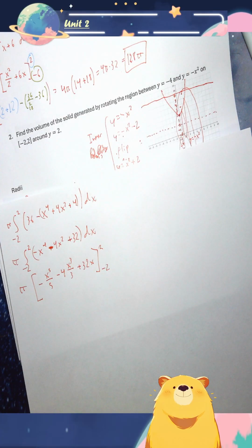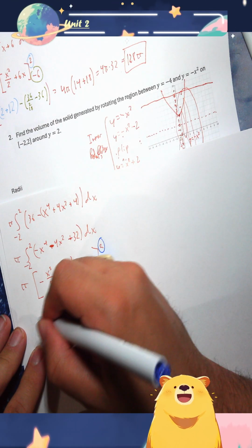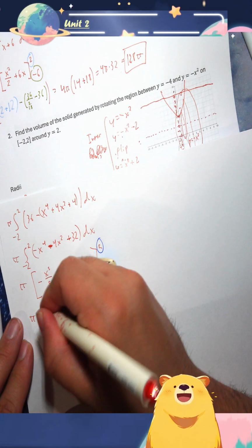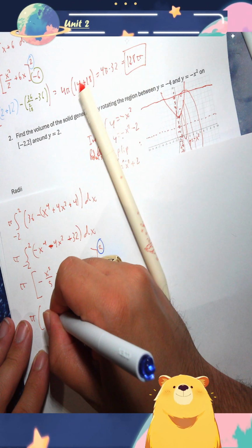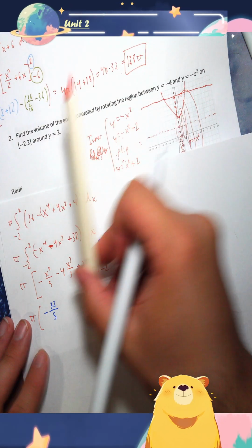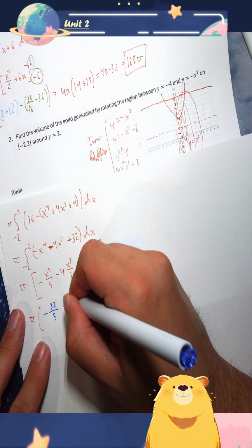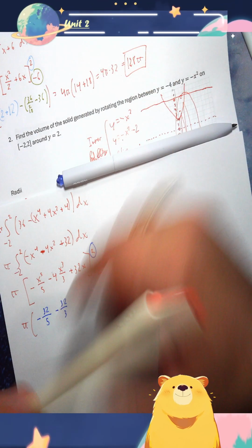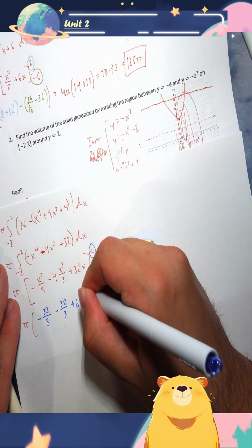Okay, let's go from here. We got negative, or let me write the around parts. We got pi parentheses negative 32 over 5, and then this is also going to be 32 over 3, because 4 times 8 is 32. And then plus 64.